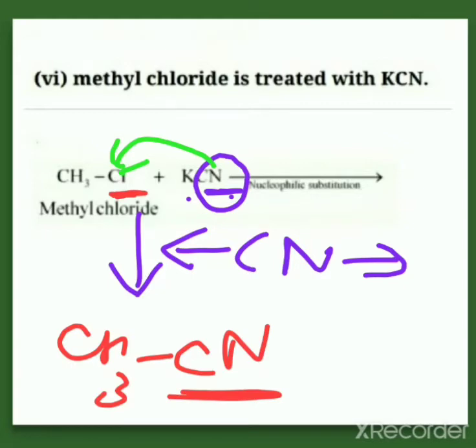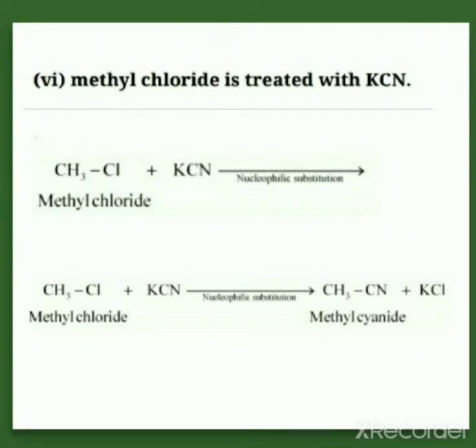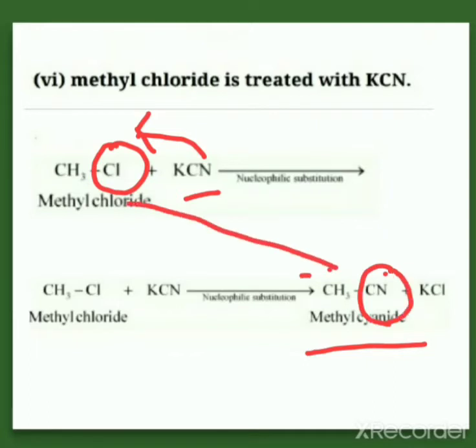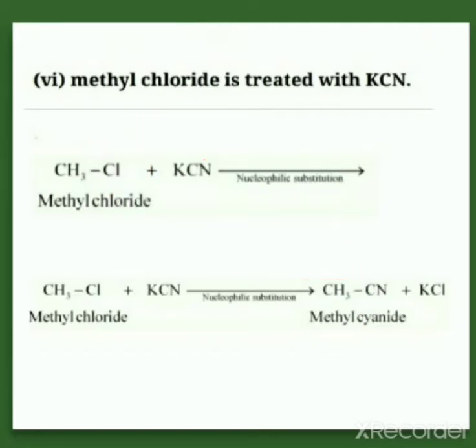So let us check the answer. Here the answer is methyl cyanide. Methyl cyanide is formed because of the nucleophilic substitution reaction in which the halide part is substituted by the cyanide part, the CN nucleophile. So we got this product CH3CN. When you compare the product with the reactant, what can you find? In the place of Cl, CN is there. So we got this product, methyl cyanide.